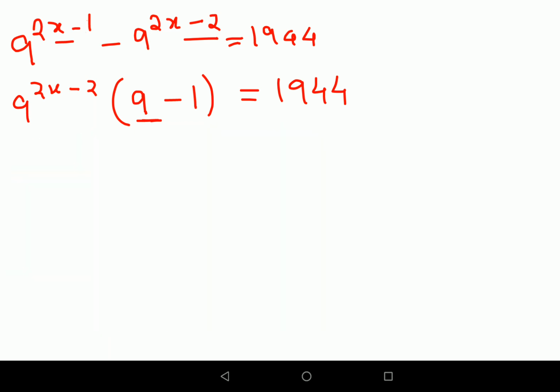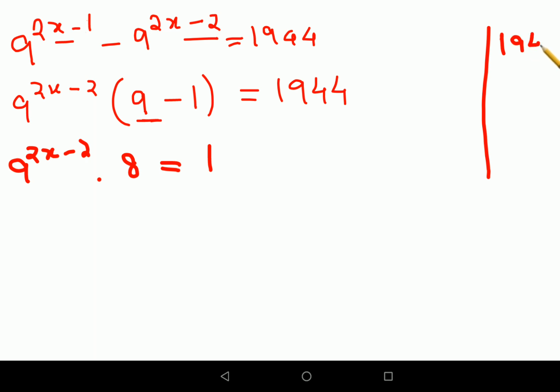Now from here, we'll keep 9 raised to 2x minus 2 common, and this will become 9 minus 1, which gets you 8. At this point, we'll not write 1944 as it is. We'll write it in terms of 8. So we have 1944 divided by 8, because I'm assuming, or we'll try, that it is divisible completely by 8, which is true because the last 3 digits, 944, are completely divisible by 8.